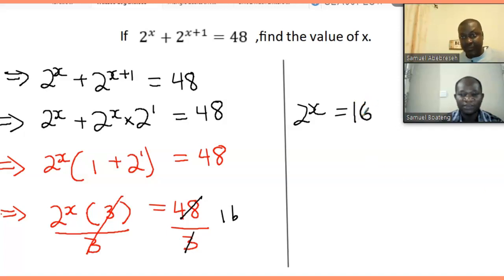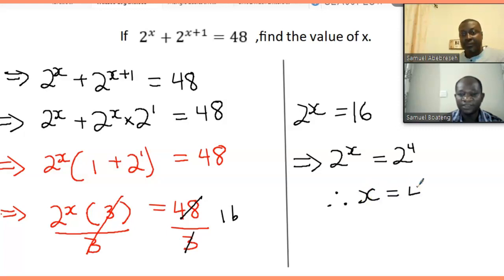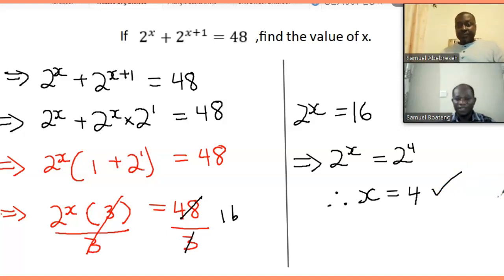This implies that we can express 16 in terms of 2. So 16 is the same as 2 raised to the power 4. So therefore, if the bases are the same, then you equate the exponent. So x will be equal to 4. And I hope you got it correct.